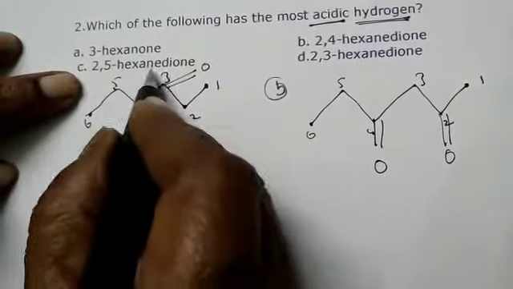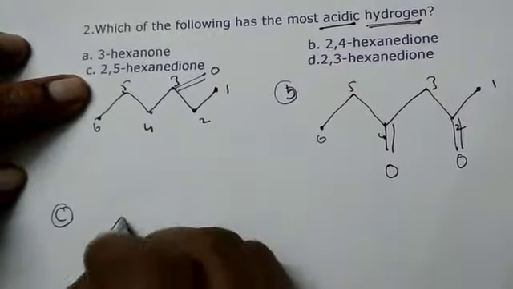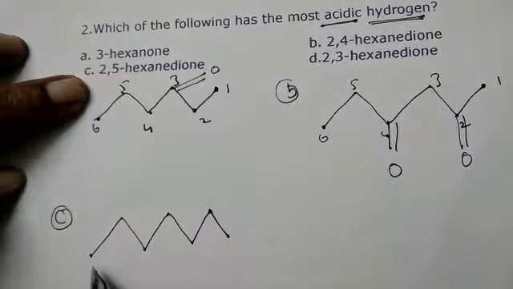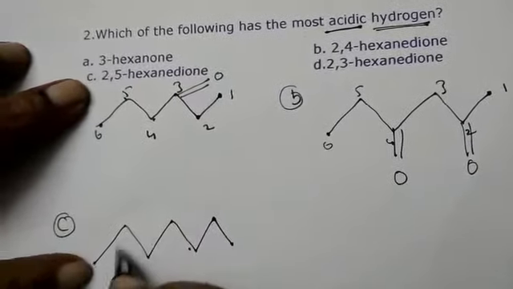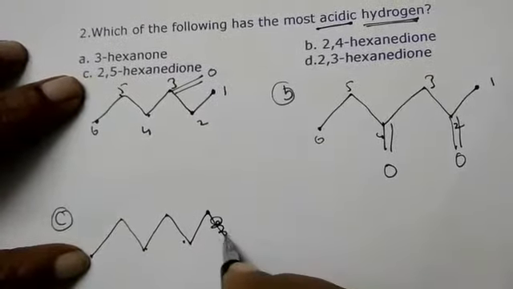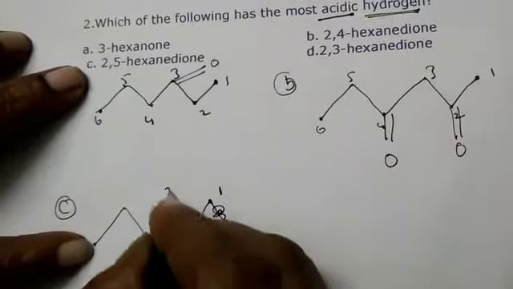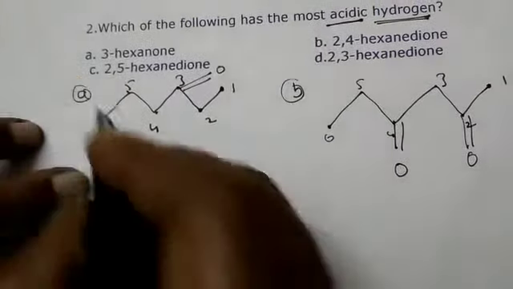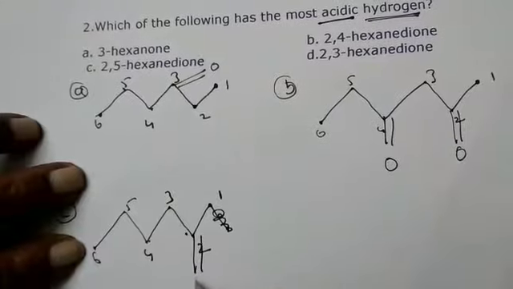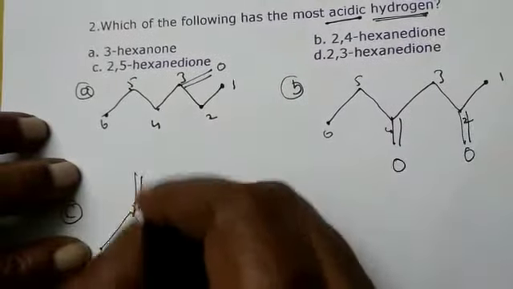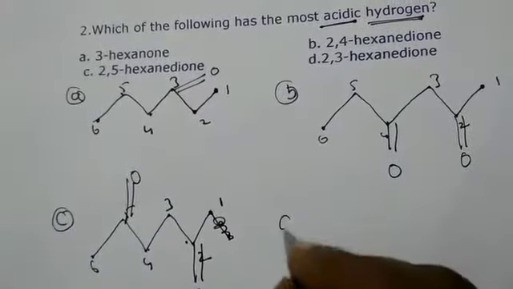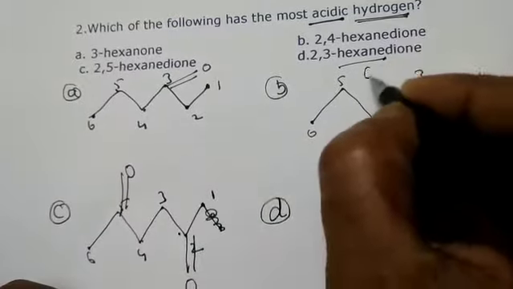Now coming to the hexanedione 2,5. 1, 2, 3, 4, 5, 6. Give the numbering 1, 2, 3, 4, 5, 6. Now what is it? 2 and 5. For the 2 you are putting a double bond O, and at 5 you put a double bond O. That is two ketones, the hexane-2,5-dione.